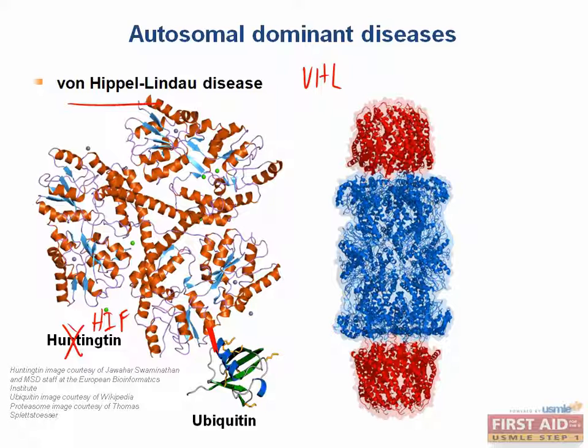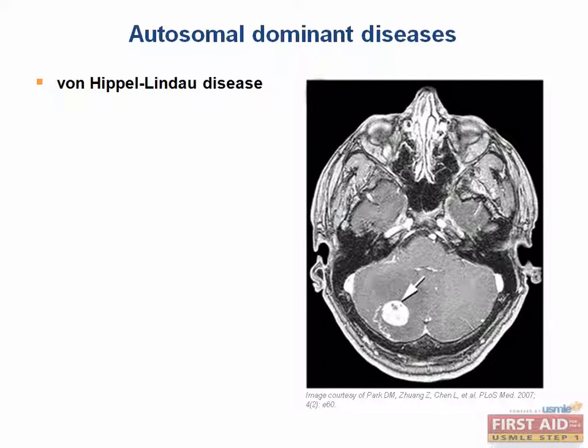If this happens in an uncontrolled manner, which is what's going on in von Hippel-Lindau disease since HIF can't be degraded, this leads to benign tumors of blood vessels called hemangioblastomas, which most commonly are found in the retina, cerebellum, and medulla. They can also cause bilateral renal cell carcinomas and some other tumors. In this image, you can see a cerebellar hemangioblastoma right here.